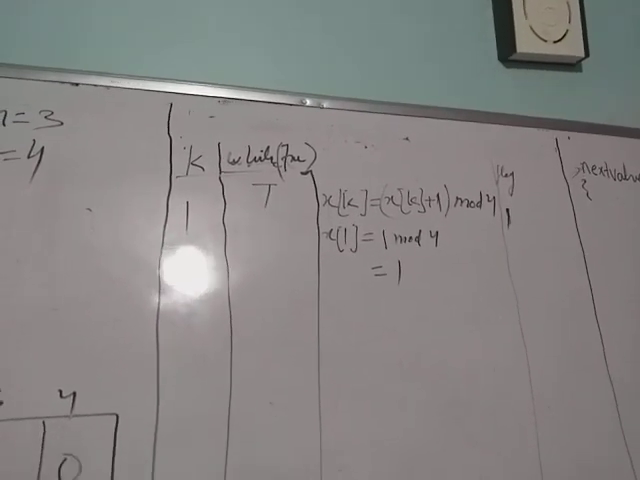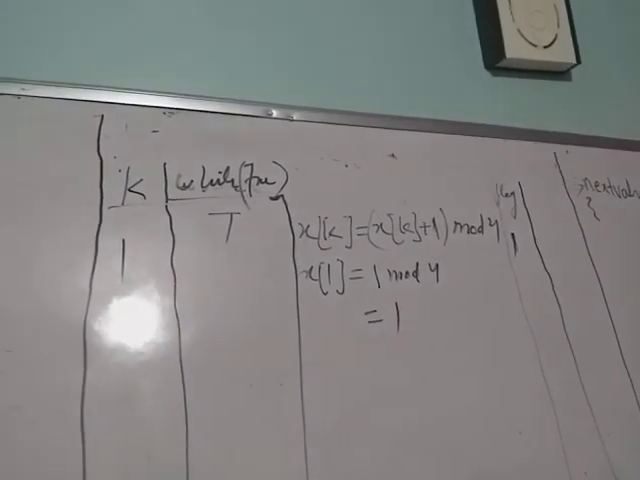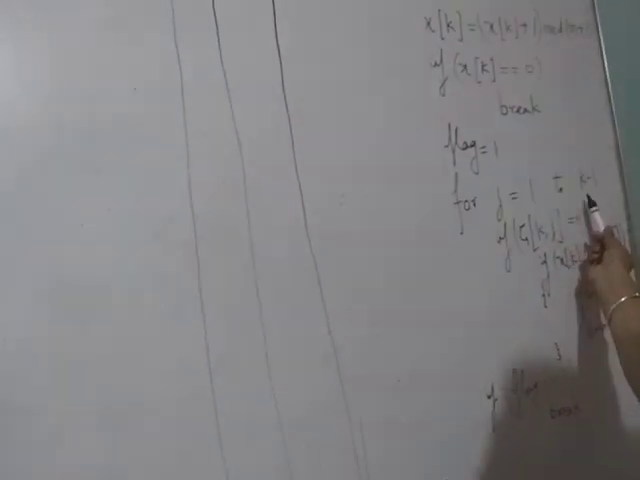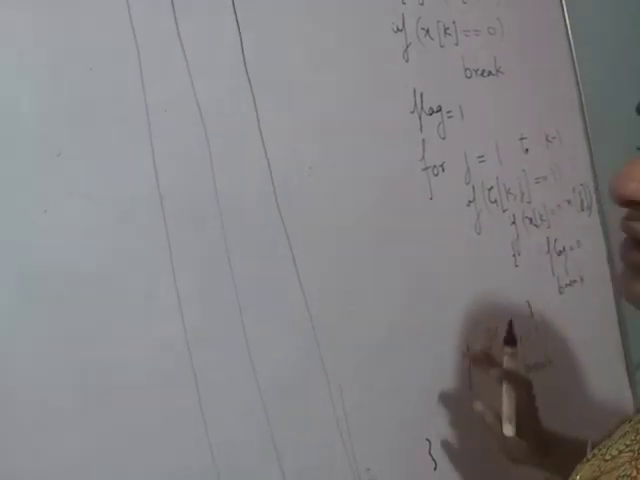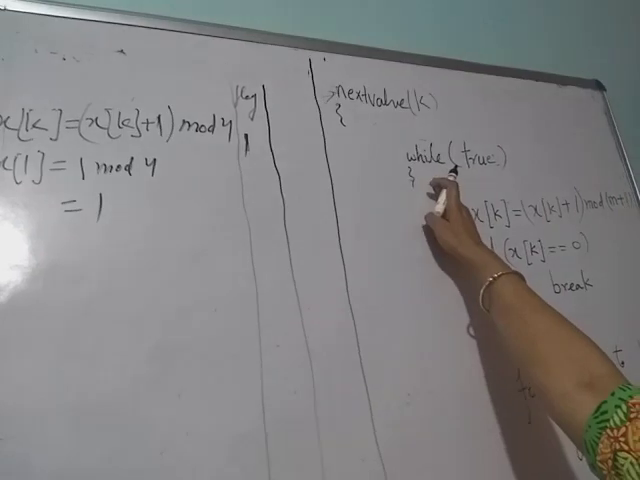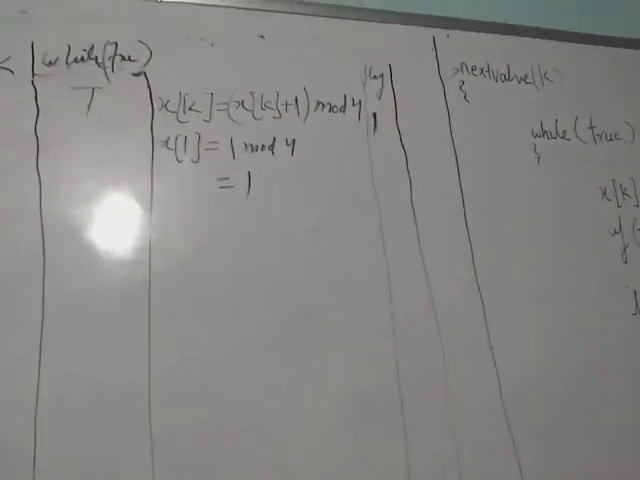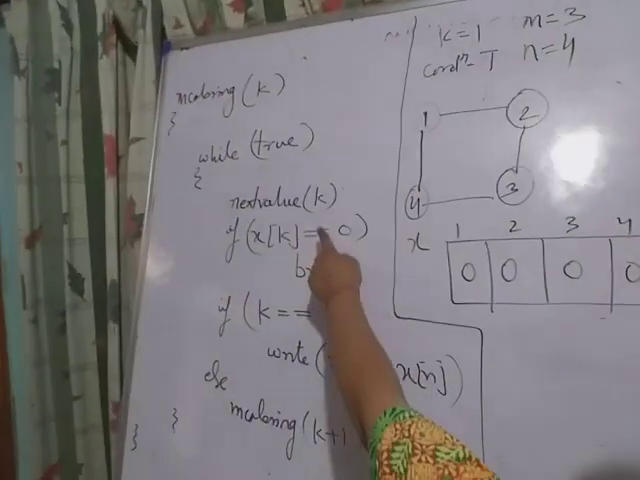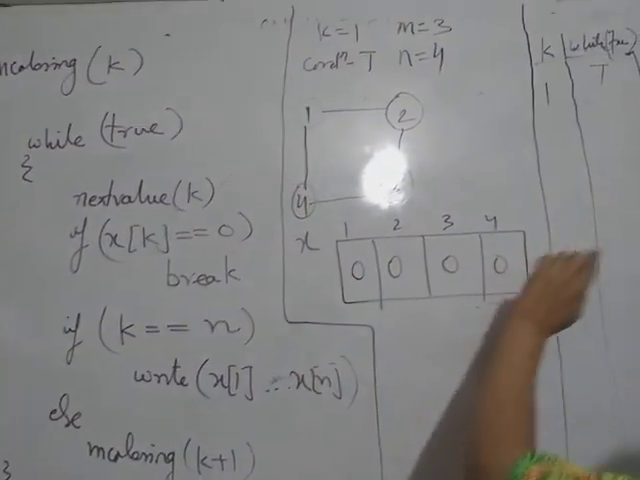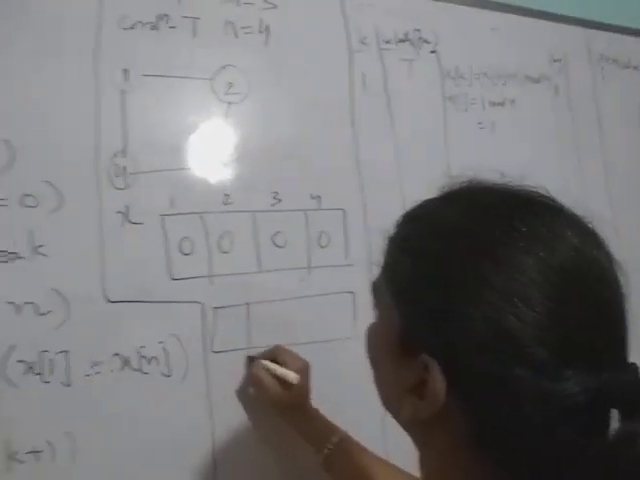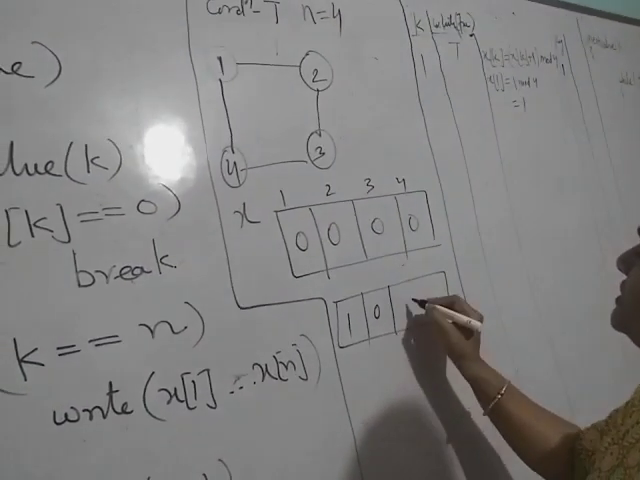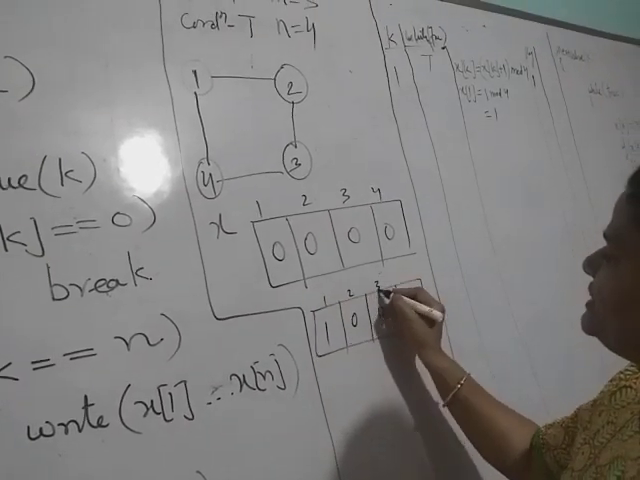Flag is 1. Then the loop will run for j is equal to 1 to k minus 1. So it will run 1 to k minus 1, that is 1 to 0. So this loop will not run. The value of flag is still 1 and this is break. So it will come out from the outer while loop. So here now the value of xk, that is 1. There is a new updated x vector: 1 0 0 1 2 3 4.